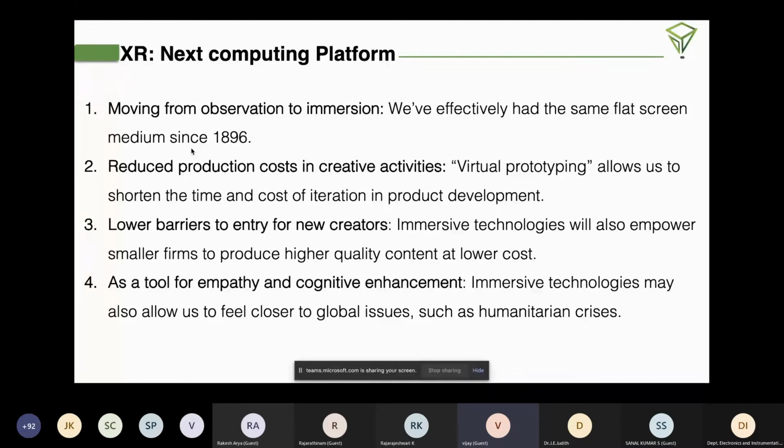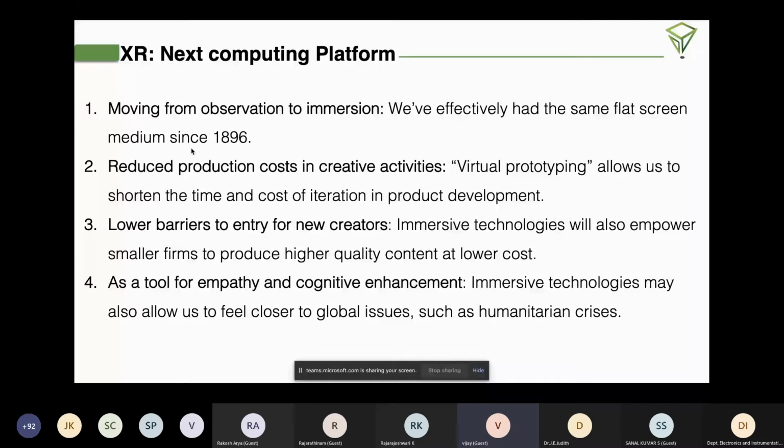If you want to see it bigger, or if you want to see it from every angle, then you have to use your finger to swipe if it's a smartphone, or you have to use your mouse to turn it around and navigate if it is a PC, and things like that, right? So that's what a flat screen medium has been giving us since the 1800s.